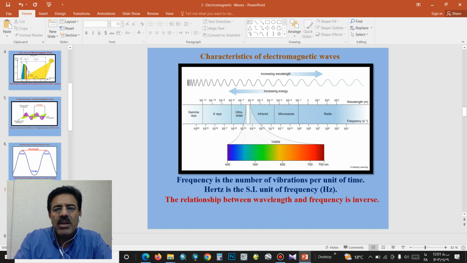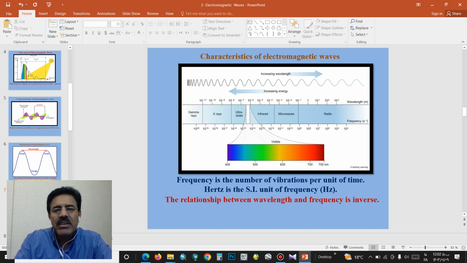Characteristic of electromagnetic waves. Other note: frequency is the number of vibrations per unit of time. Hertz is the SI unit of frequency, Hz. The relationship between wavelength and frequency is inverse.